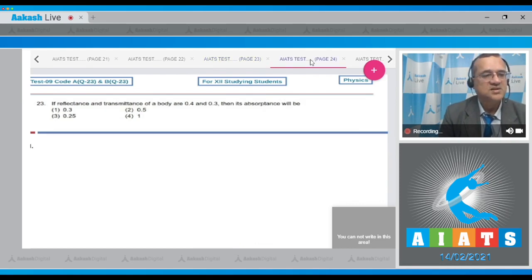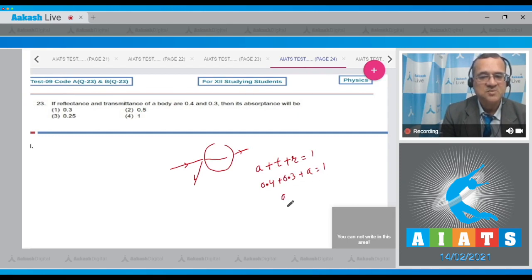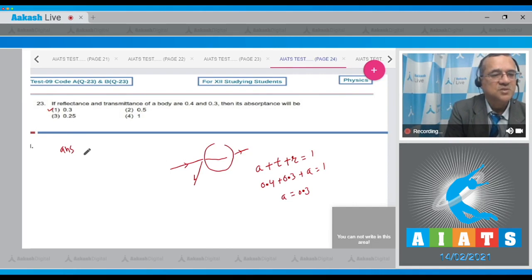The question number 23 says that if the reflectance and the transmittance of a body are 0.4 and 0.3, then its absorptance would be. So dear student, whatever you throw on this body, part of this is reflected, part of this is absorbed, and part of this could be transmitted. Then absorptance plus transmittance plus reflectance is always equal to 1. And reflectance is given 0.4, transmittance is given 0.3, then absorptance you can calculate, so absorptance is equal to 0.3. Therefore the answer to this question is first option.